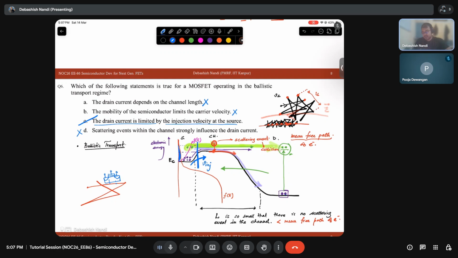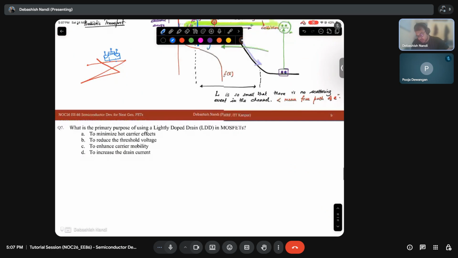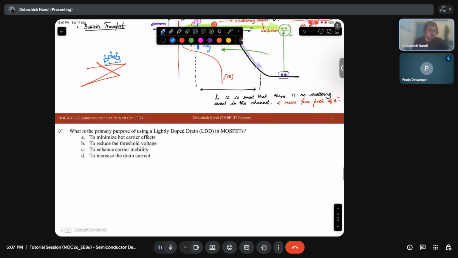So this is what ballistic transport is, and this is how it is being influenced. I think this is a good time to stop. LDMOS and other devices will start tomorrow, meaning the next session.